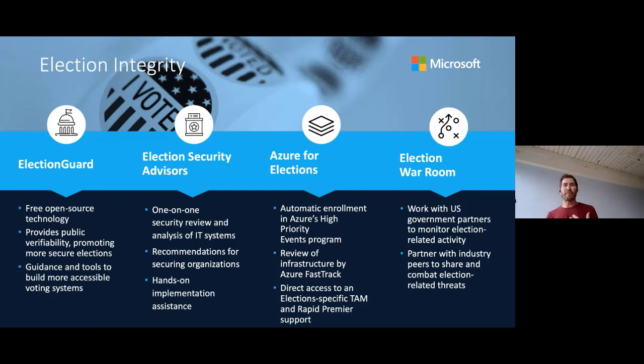So in the election integrity pillar, we have four key motions we're taking. I am the product manager for ElectionGuard. We'll talk about that today. We also have other efforts led by other teammates of mine. We have the election security advisors, which are really deep dives with specific election technology vendors to take an analysis and security recommendations for their systems. We work with a good chunk of pretty much all the US vendors that are on Azure. We have worked with them. Same thing for Azure for elections.